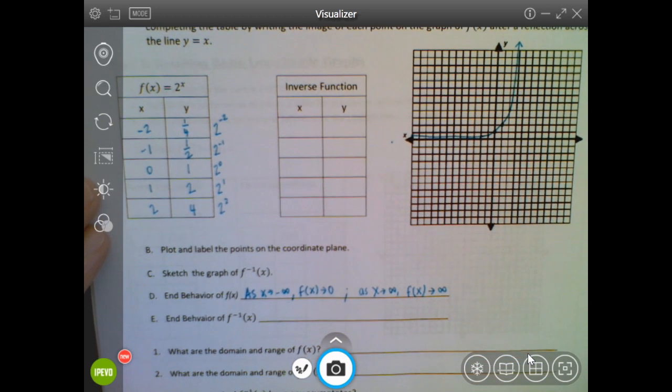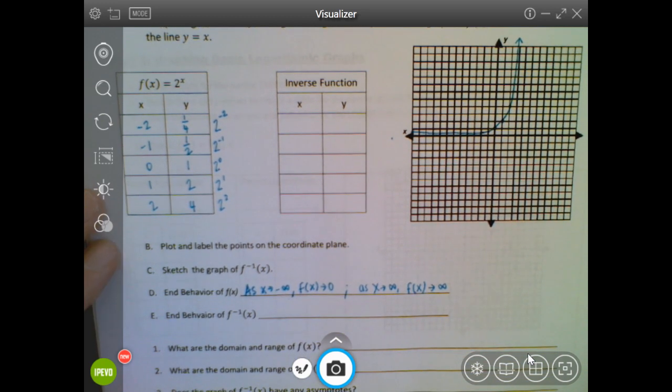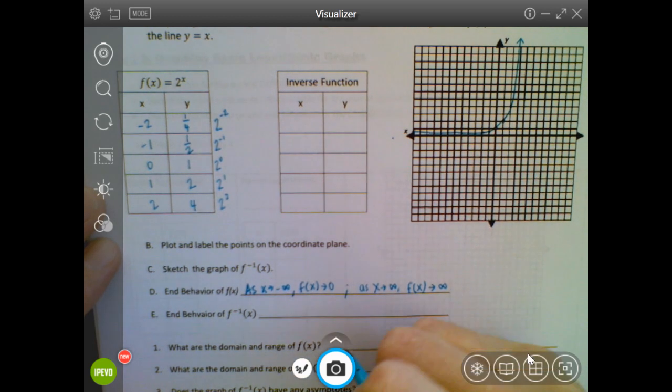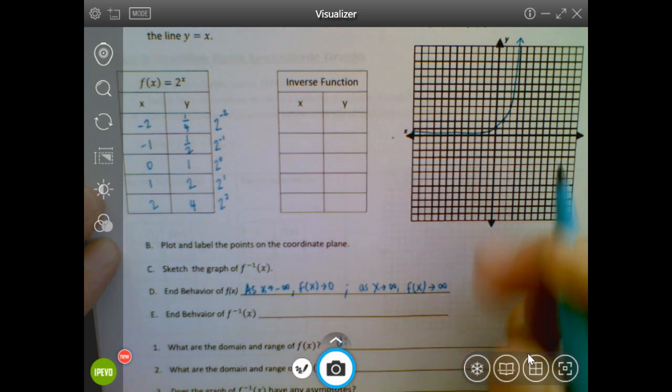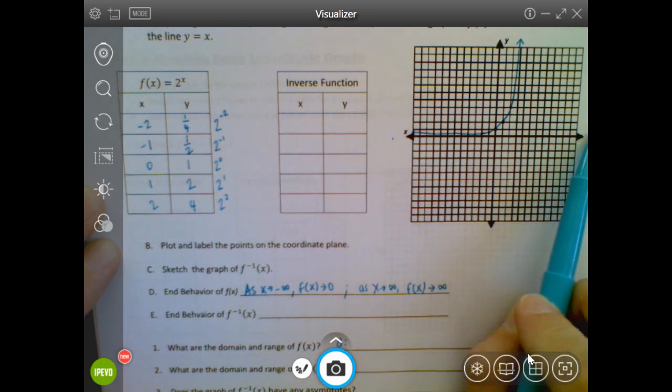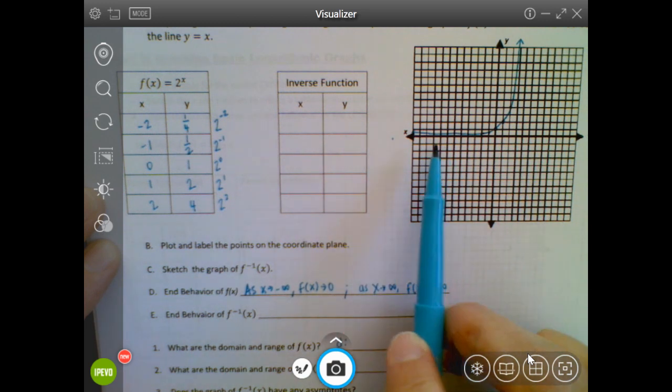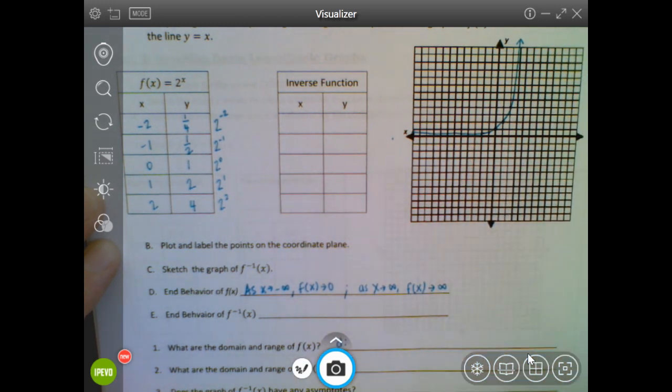And let's talk about the domain and the range of this while we're at it, just to concentrate on just the exponential part, because we'll go back and fill in the rest afterwards. So I'm down here at question 1. What are the domain and range of this graph of f of x? Well, the domain we know has to do with the x values. So what x values does this graph contain? Well, the graph can go to negative infinity, or the graph can continue to go to positive infinity. So I'm going to say the domain is all real numbers, so negative infinity to positive infinity.